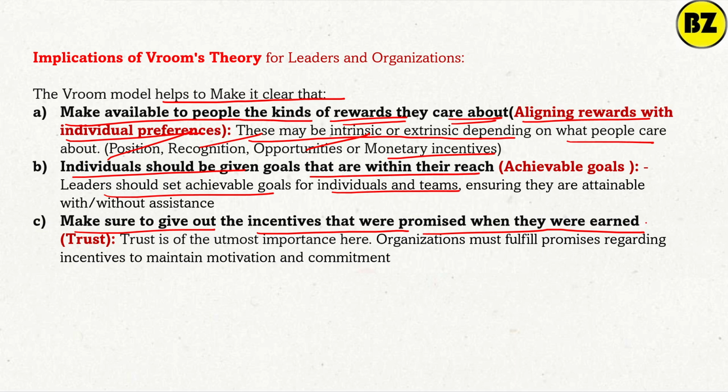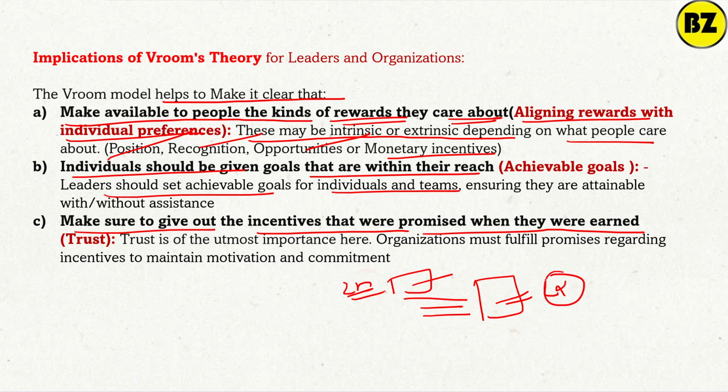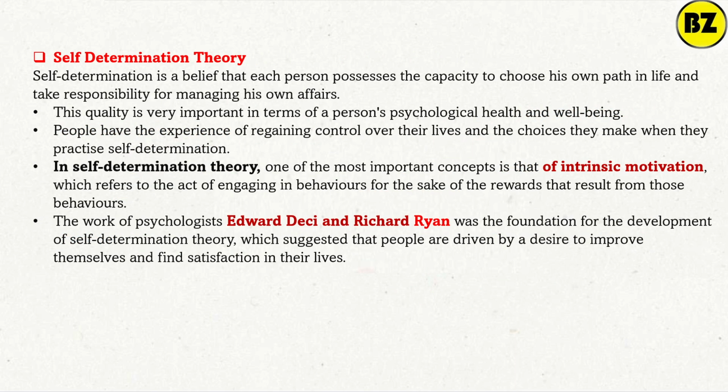Means what? There is the issue of trust, right? So if the general manager promises that if you achieve that much business, then I will offer you the promotion, and in the promotion list you find your name is not there, this is what the breach of trust, right? So the trust must be there. Whatever you have promised, that must be fulfilled, right? So make sure to give out the incentive which was promised and when it is earned by the respective employee. So trust is one of the important things. So the organization must fulfill the promise with respect to the incentive, and they have to maintain the motivation and the commitment.